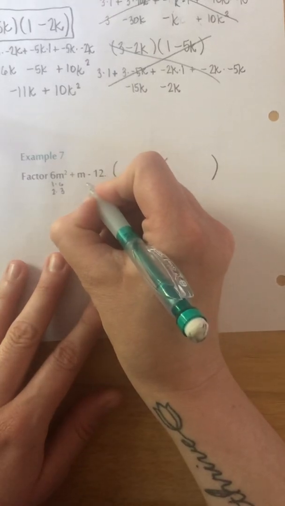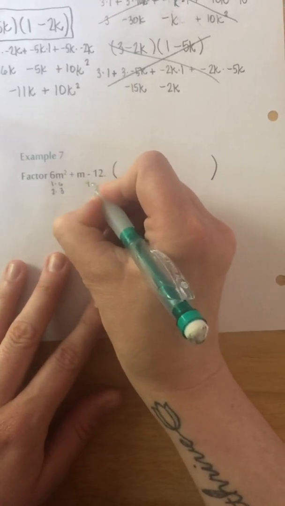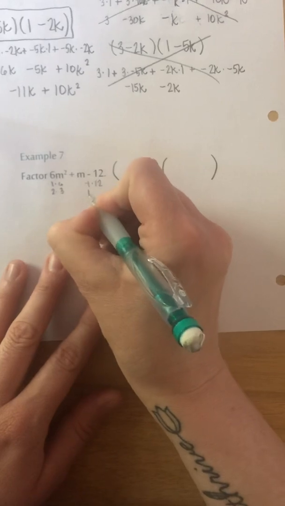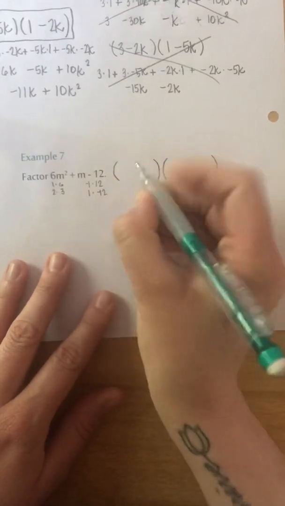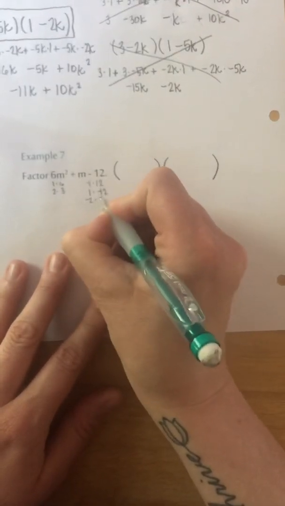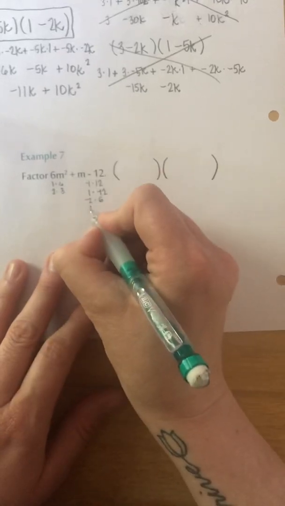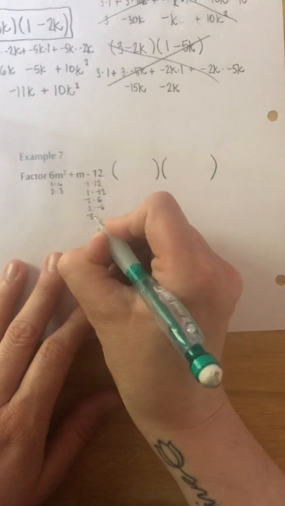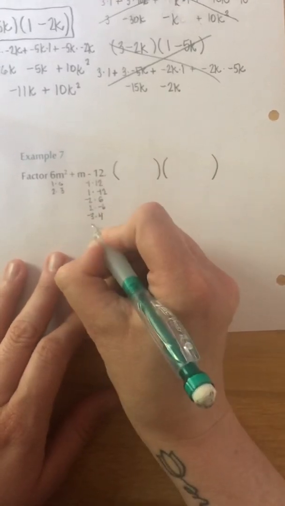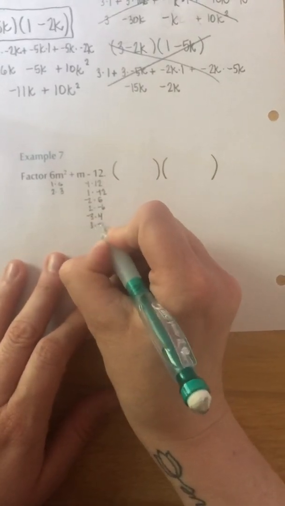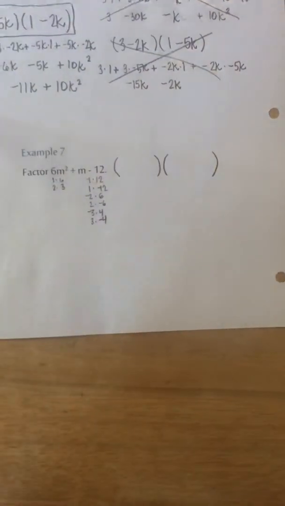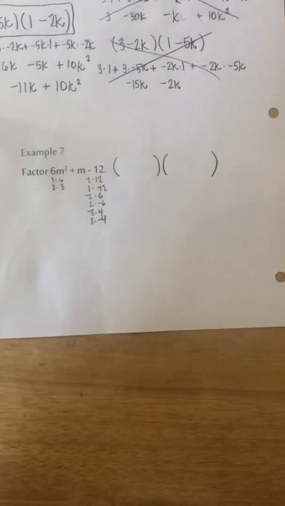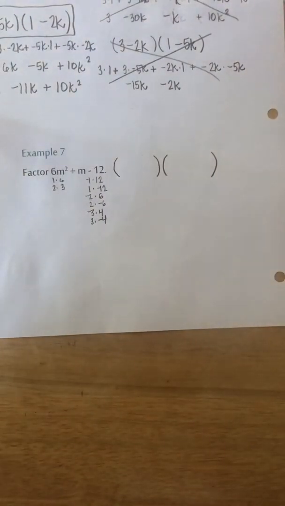How can you get a negative 12? Well, you could do negative 1 times 12. You could do 1 times negative 12. You could do negative 2 times 6. You could do 2 times negative 6. You could do negative 3 times 4. Or you could do 3 times negative 4. Look at all those options. That's a lot, right?